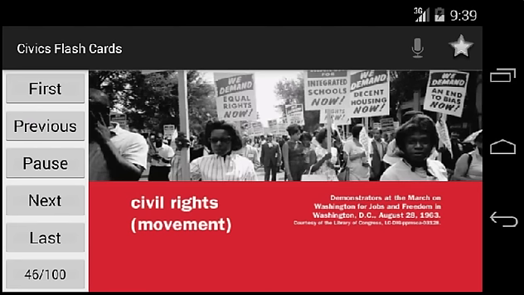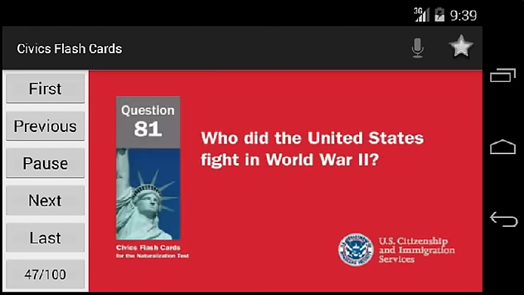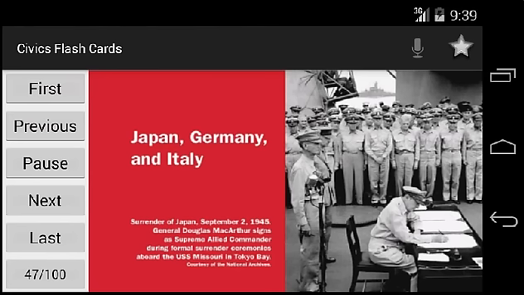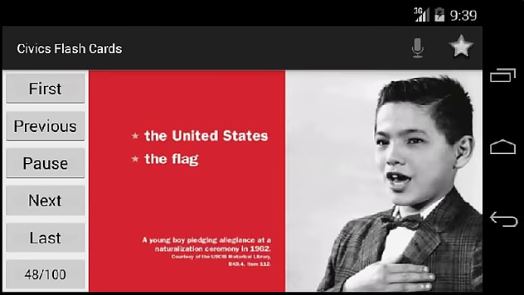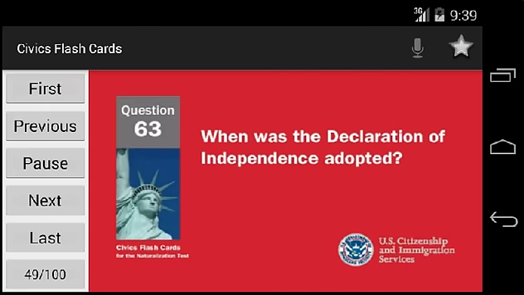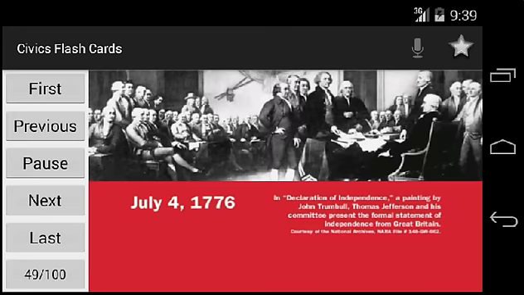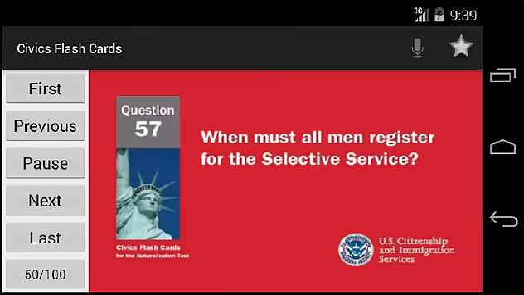Civil rights movement. Who did the United States fight in World War II? Japan, Germany, and Italy. What do we show loyalty to when we say the Pledge of Allegiance? The United States. The flag. When was the Declaration of Independence adopted? July 4th, 1776. When must all men register for the Selective Service?